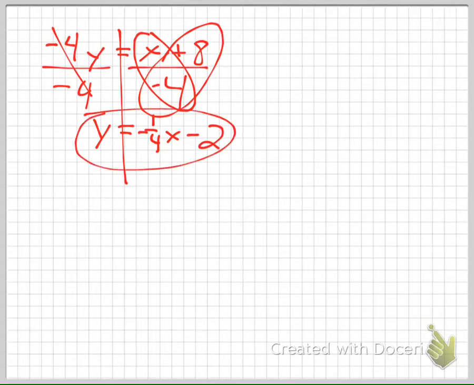Is that written in slope-intercept form now? Yes. Y equals negative 1/4 x minus 2? Absolutely. That is written that way now.